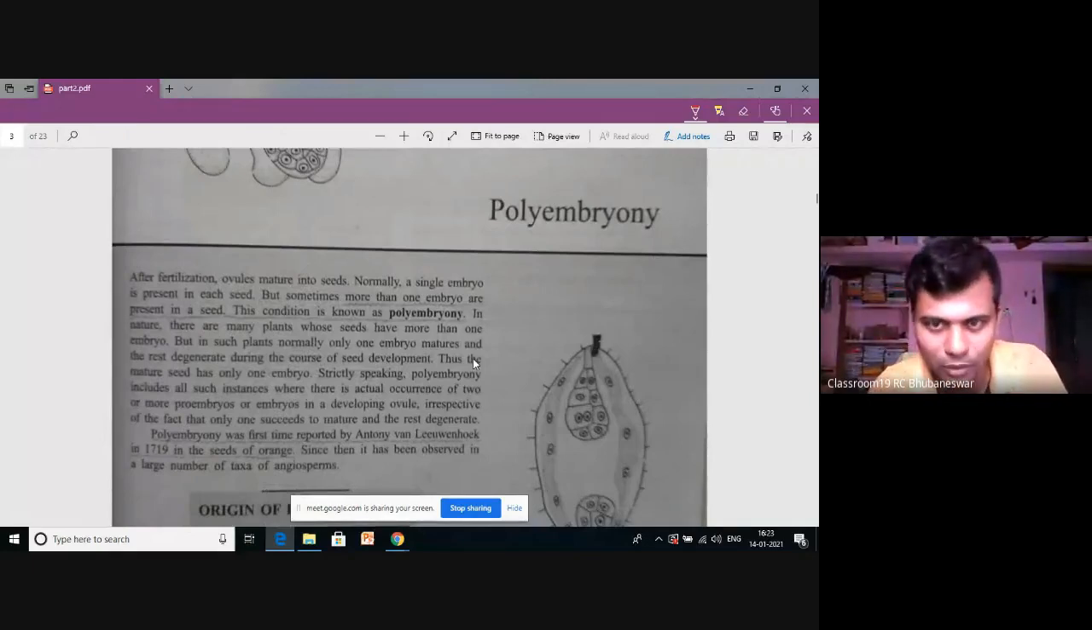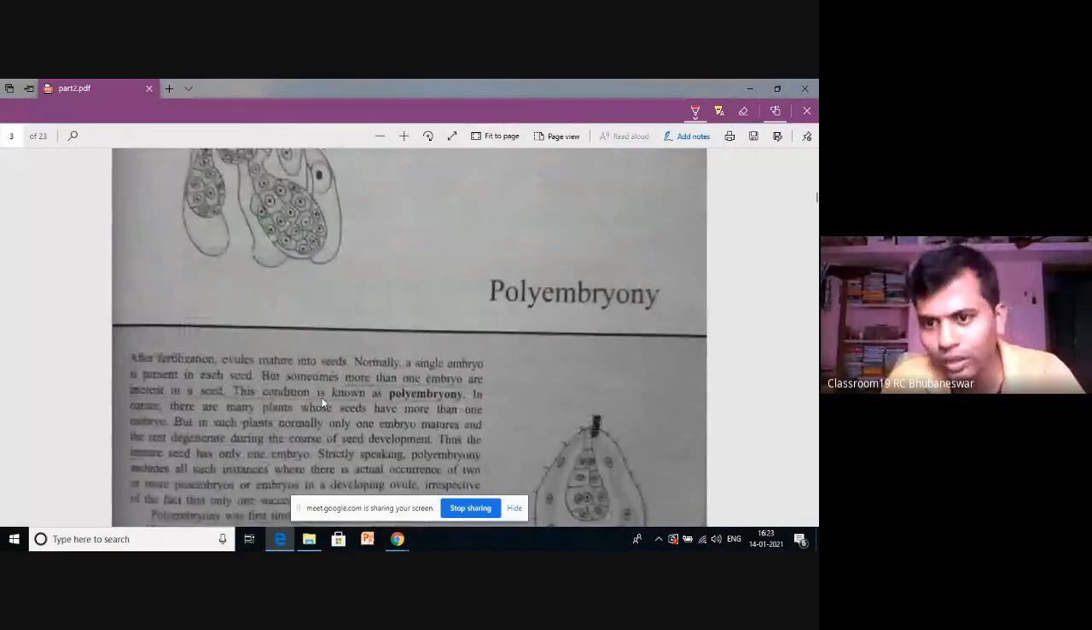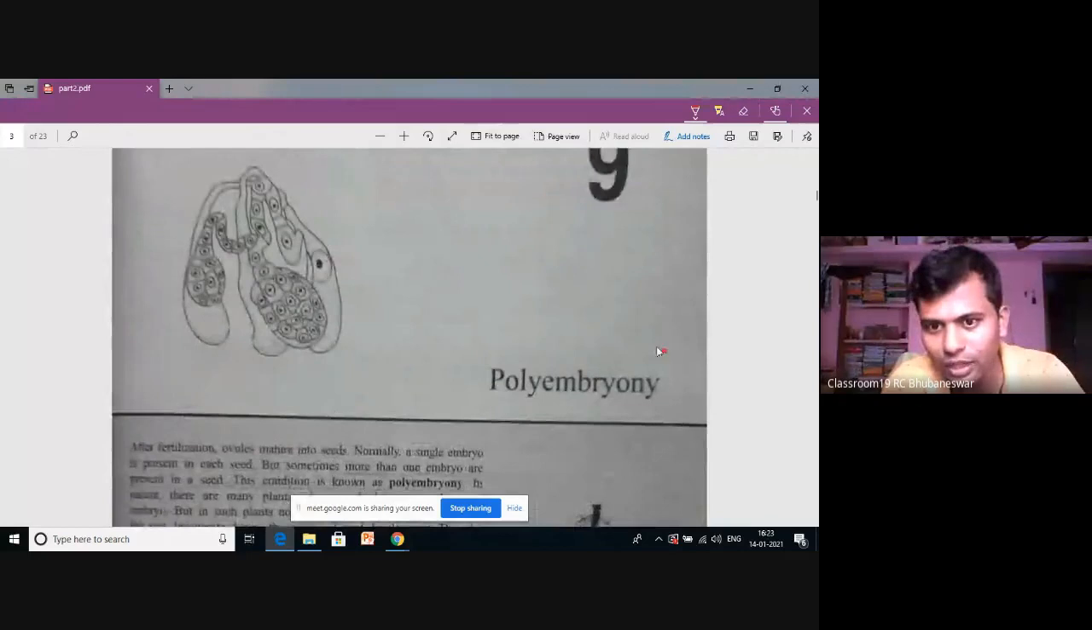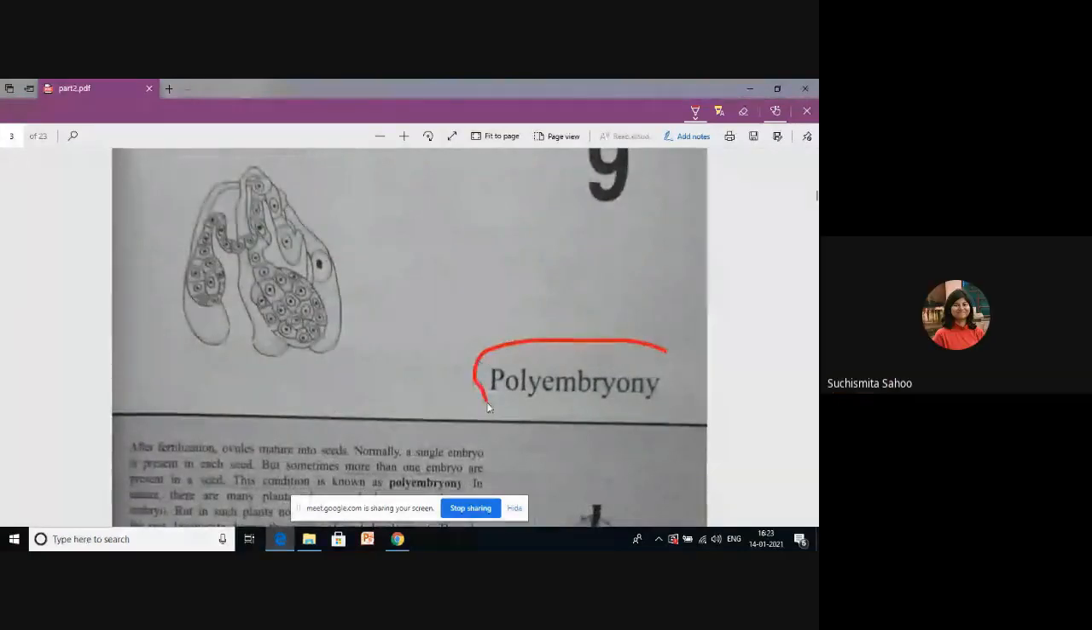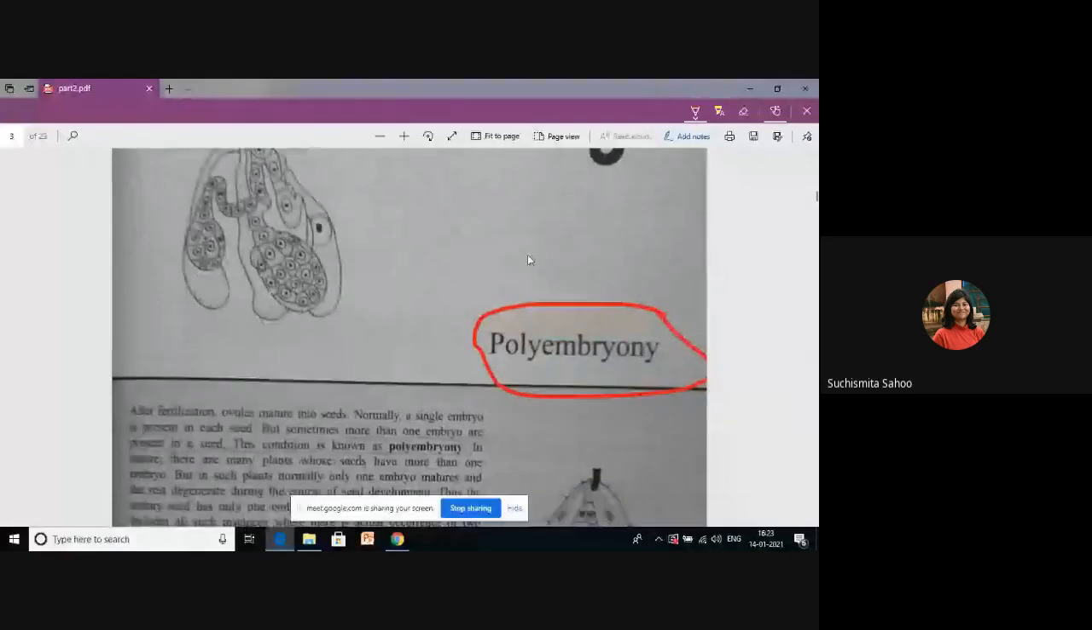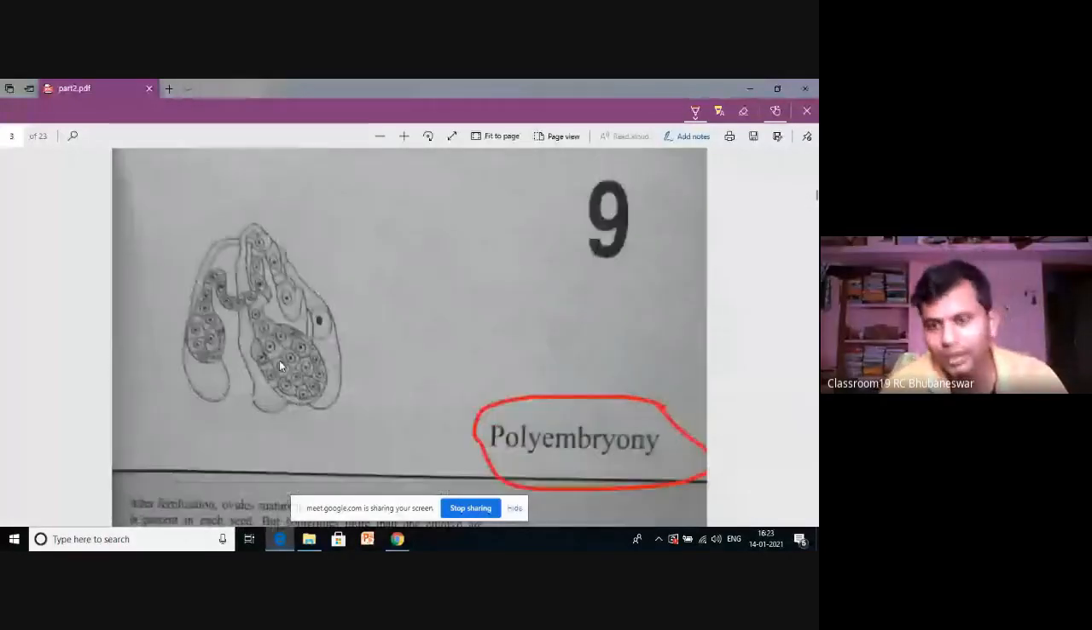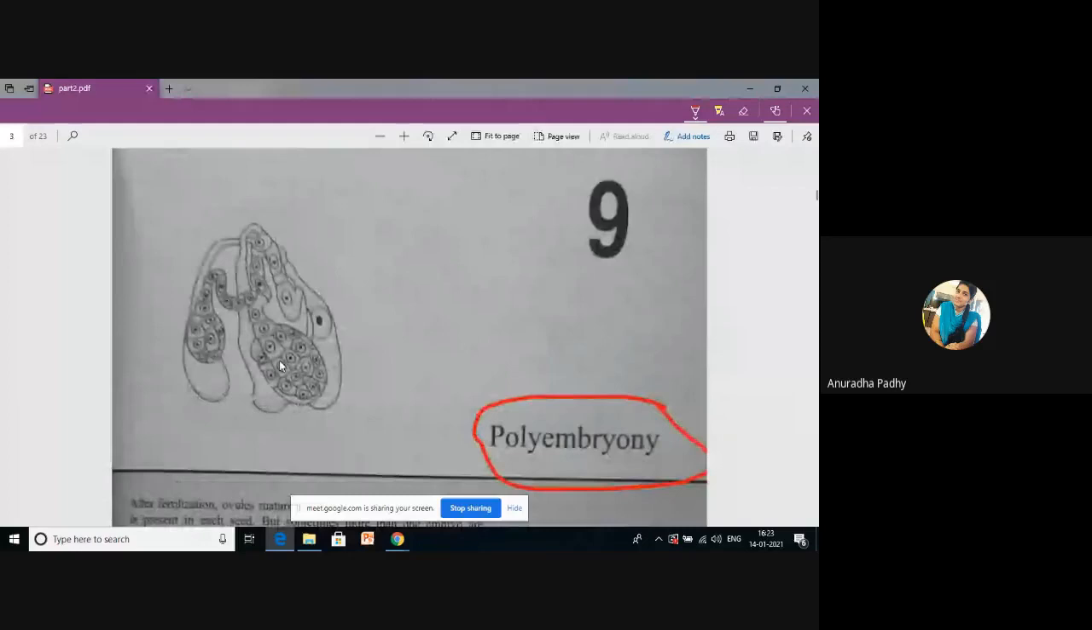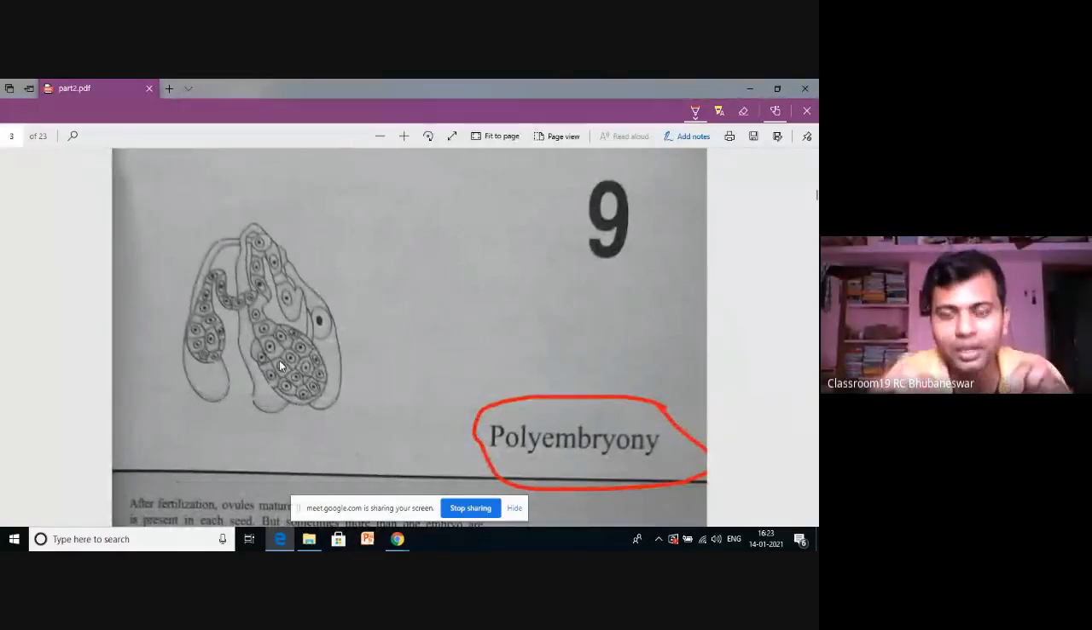If anyone asks you about polyembryony, what do you understand? Only you tell me by seeing the name. By seeing the name: formation of many embryos. Poly means many, then embryo. Simply, when we sow a single seed, how many plants develop?